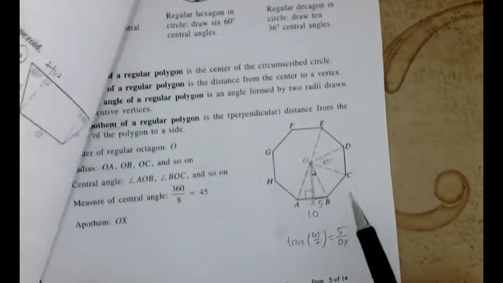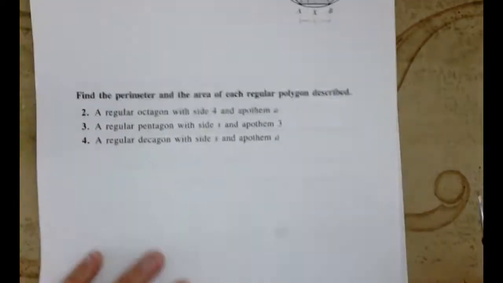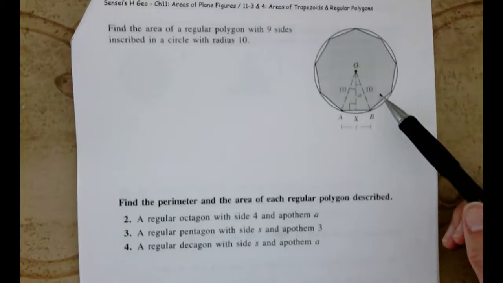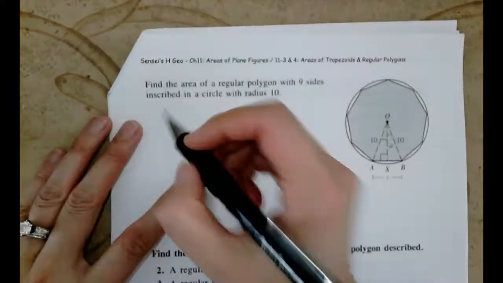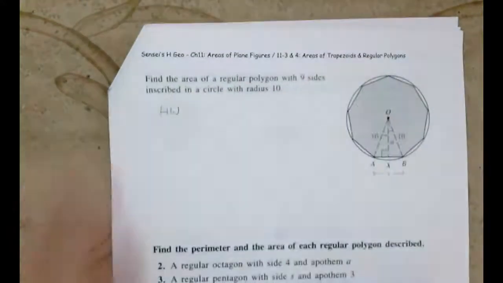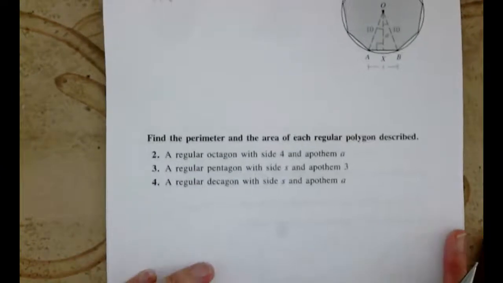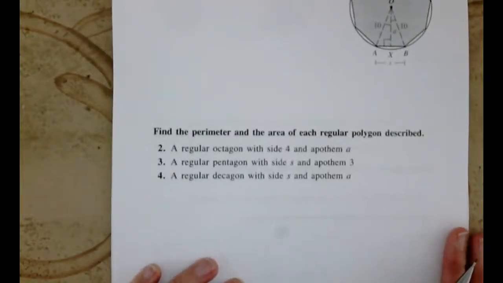Okay, this was an octagon, and this is 9 sides, so a nonagon. Okay, but the concept is the same, so do this one for homework. Okay, and find the perimeter and the area of each regular polygon described.